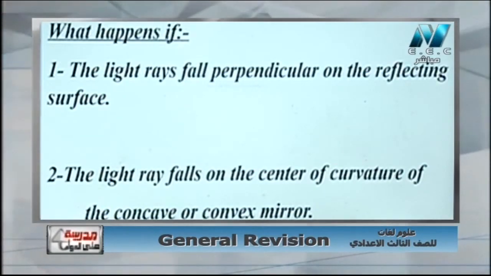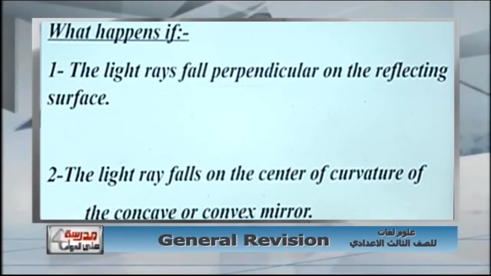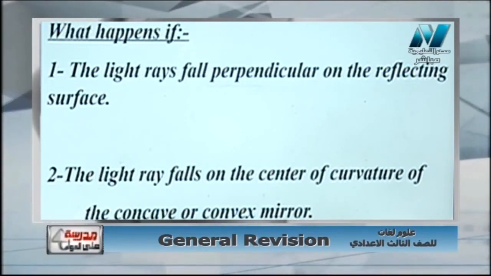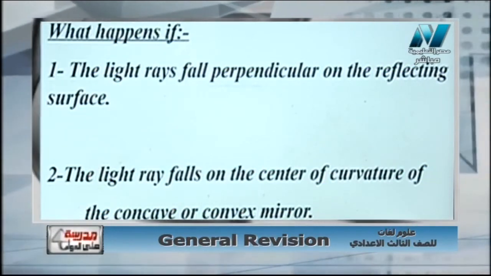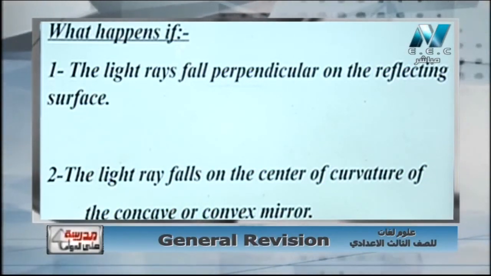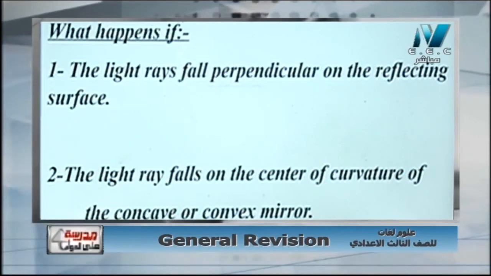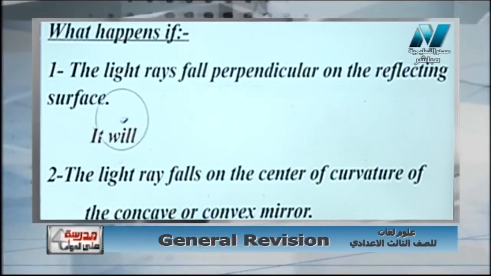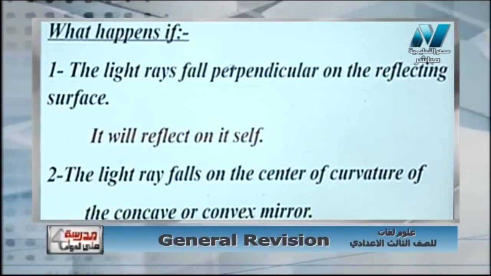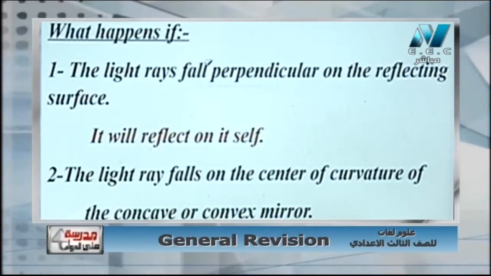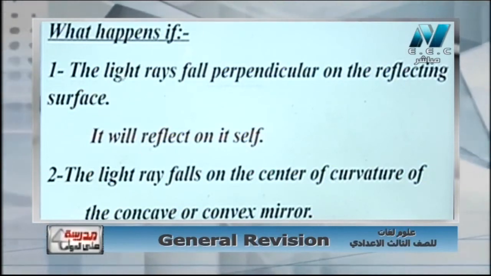The next question asks what happens if the light ray falls perpendicular on the reflecting surface. If the light ray falls perpendicular on the reflecting surface, in this case it will reflect on itself, as we studied before in second prep and now in third prep.